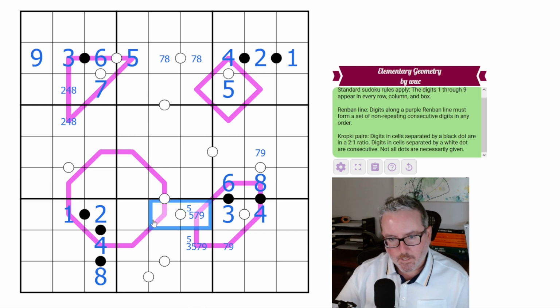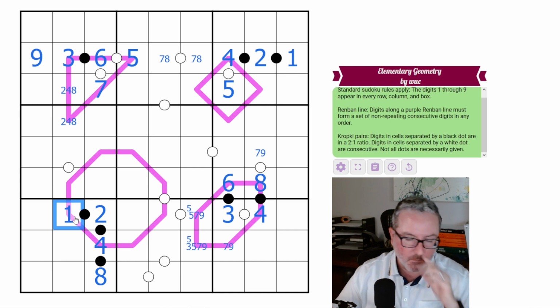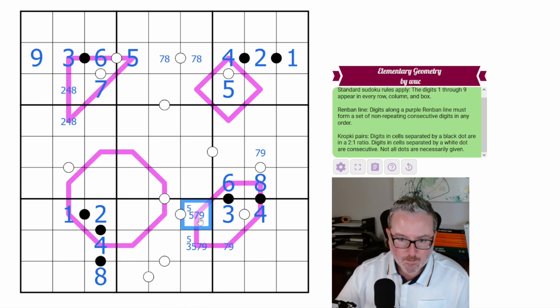Unless we look at this white Kropki dot. If this is 9, we get 8 and 7. That would work with this geometry. And like I said, I'll come back to this geometry in a second because we know, because there's a 1 on it, we know some things about it. If this is a 7, this could be 8, 9, or 6, 5. And if it's a 5, it has to be 6, 7.